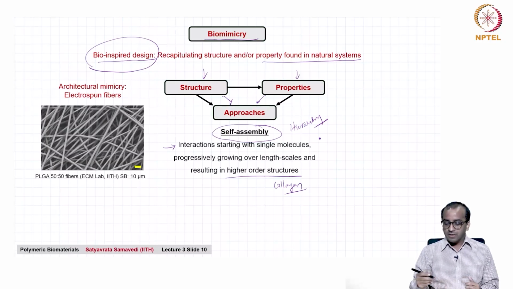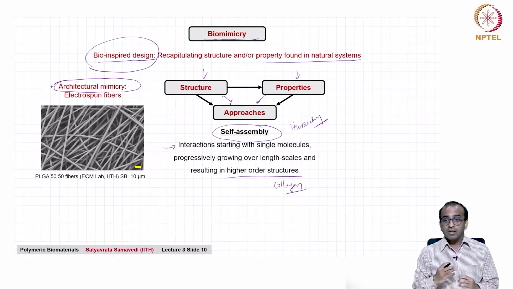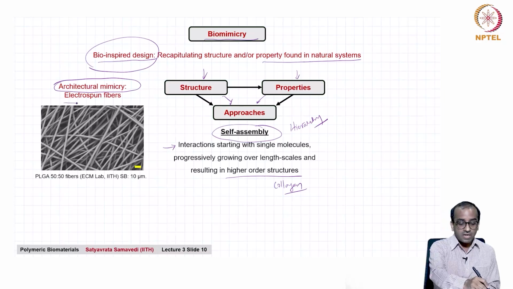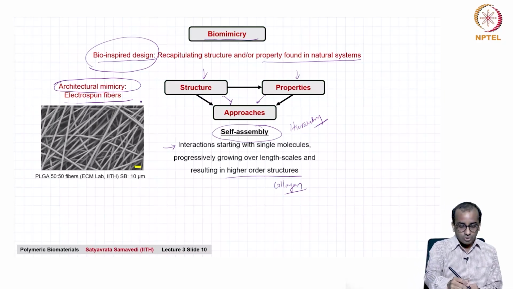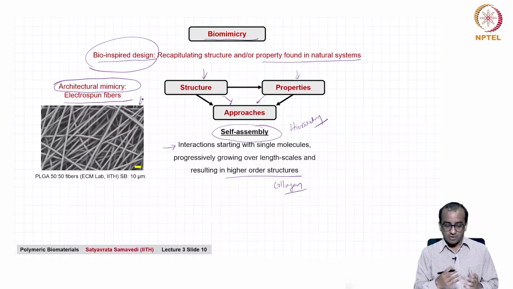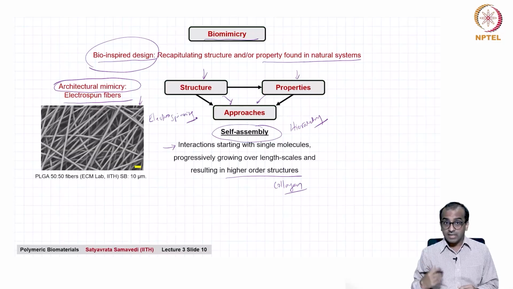Collagen also happens to be, or at least some forms of collagen happen to be, fibrous in nature. And one example of drawing inspiration from that kind of structure is this idea of architectural mimicry, where the idea is to look at the fibrous structure of collagen and to ask, can we recapitulate that structure in the lab? Shown here is an example of such a material prepared using this process called electrospinning, which again we will look at in great detail later in the course.